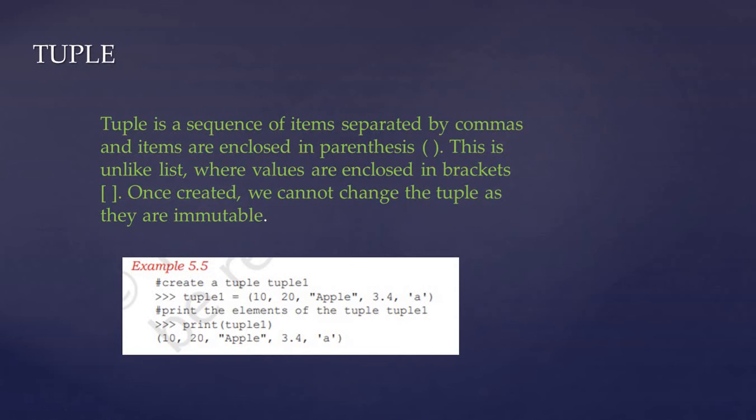Next, we have tuples. Tuples are separated by commas and their items are enclosed in parentheses. This is unlike the list where values are enclosed in brackets. Also, an important point to note is that they are immutable, meaning once they are created, we cannot change their values. So here is the example of a tuple separated by commas and it is used using parentheses.